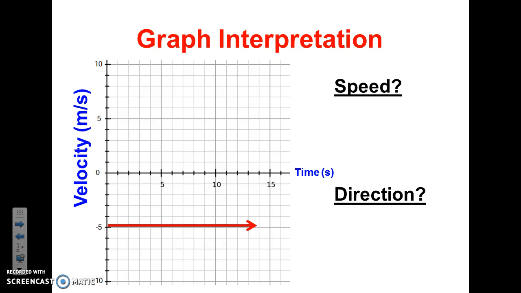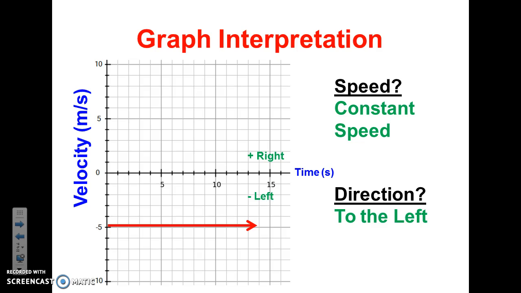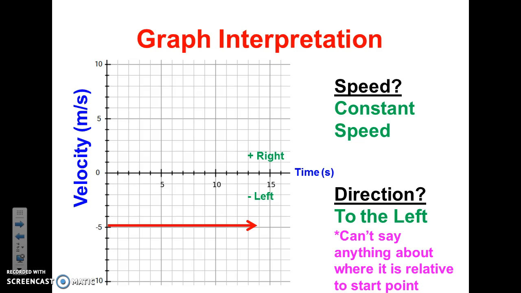Another velocity time graph. Again, my speed is a constant speed. In this particular case, it's a constant -5 meters per second. Positive was to the right, negative means to the left. So in this case, I am moving to the left. And again, I can't say anything about where I am relative to the start point. I just know that I'm moving to the left.